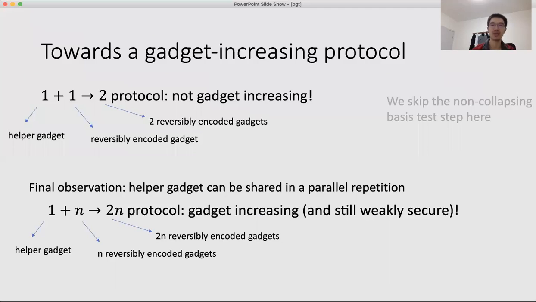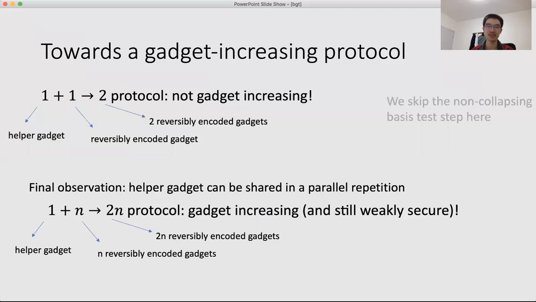So this way, we get a protocol that is weakly secure, but still not gadget increasing. Because although we have created one more gadget from the reversibly encoded part, we can assume one for the helper gadget.